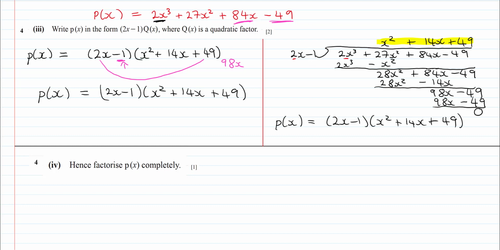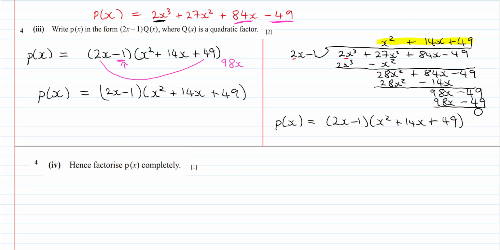Okay, so it's a little bit longer sometimes doing that algebraic long division, but this way will always work, especially if you're having trouble doing it by inspection, if you can't quite see how it works out just by looking at it. Okay, so now we'll move on to part 4.